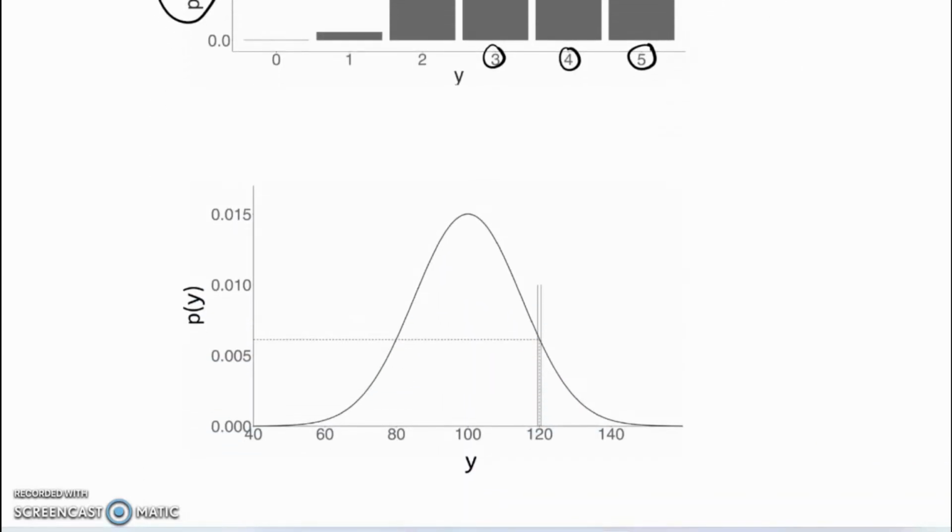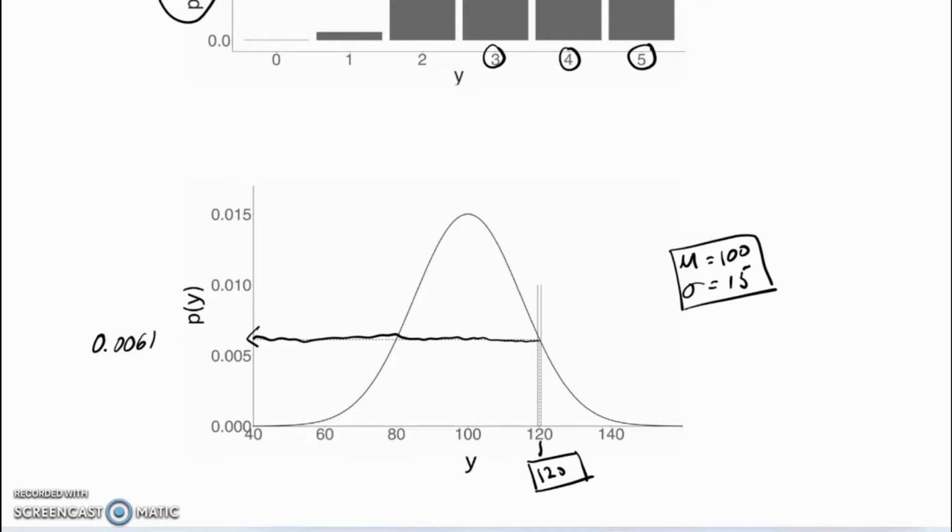Now let's take a look at something you're all familiar with, the normal distribution. So I've drawn this little dashed line here at 120, and this is a normal distribution with mean equals 100 and standard deviation equals 15. And if I take this line here and pull it across, I get a value of 0.0061.